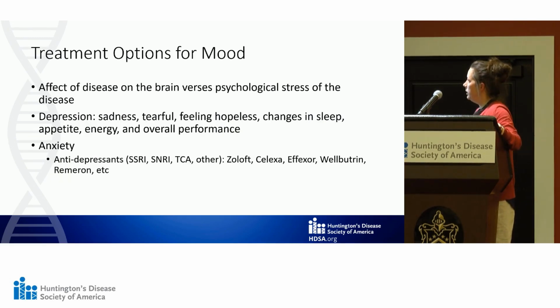Treatment options for mood, again, kind of understanding what part of this is the disease versus the psychological stress of the disease. We can treat depression, anxiety. We have wonderful options of antidepressants in many different categories. And here's some common ones that people use: Zoloft, Celexa, Effexor, Wellbutrin, Remeron.